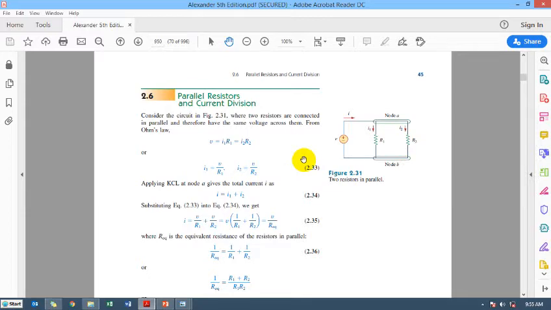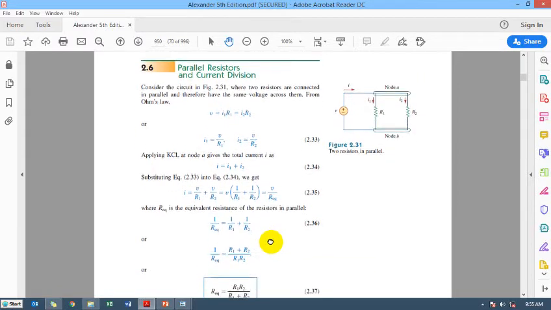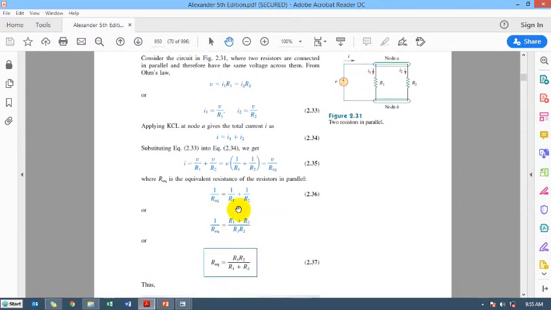So what is the end result? The end result is this one. The R equivalent is given by 1 upon R1 plus 1 upon R2, and by a few simple algebraic manipulations we can see that this R equivalent is equal to R1 R2 upon R1 plus R2. So this is the formula which we will mostly be using for finding the equivalent resistance for a parallel combination.